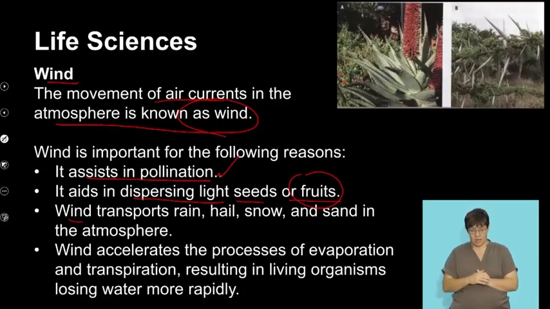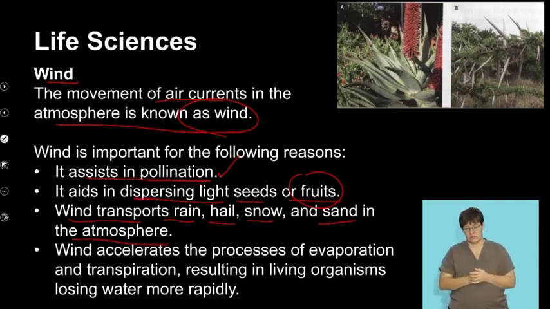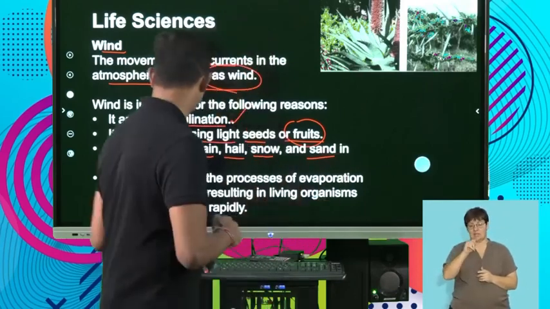We know that wind transports rain, hail, snow, and sand in the atmosphere. So wind often carries the rain, it carries some of the snow, and so it plays a significant role in the distribution of some of the other abiotic factors.